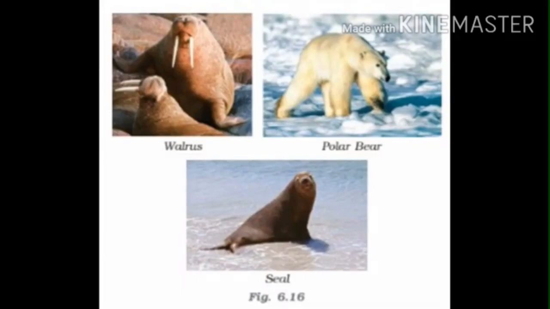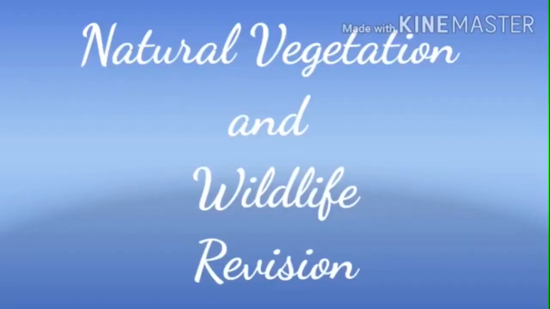Clear children? Children, shall I give the quick revision about the chapter Natural Vegetation and Wildlife? At first what we discussed, children, what is meant by natural vegetation? Natural vegetation consists of trees or plants that grow naturally in an area without any human interference. Clear? Then what are the three different types, children? Yes, one is forest, another one is grasslands, another one is shrubs.